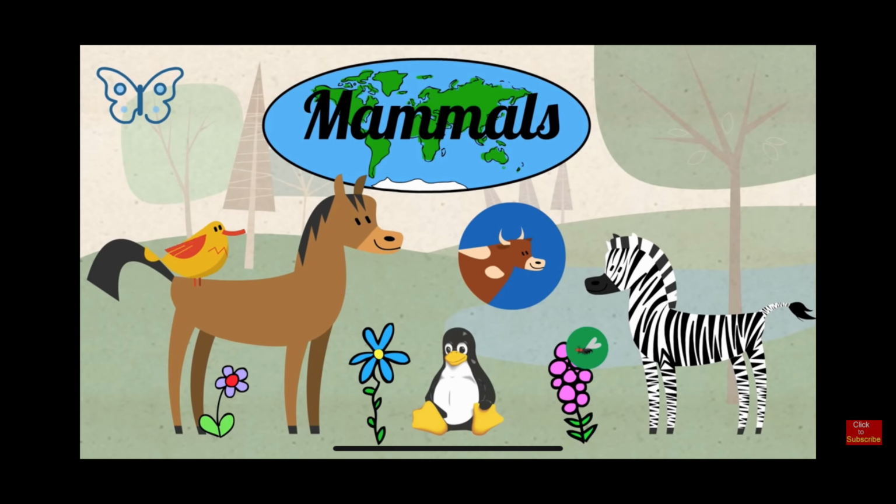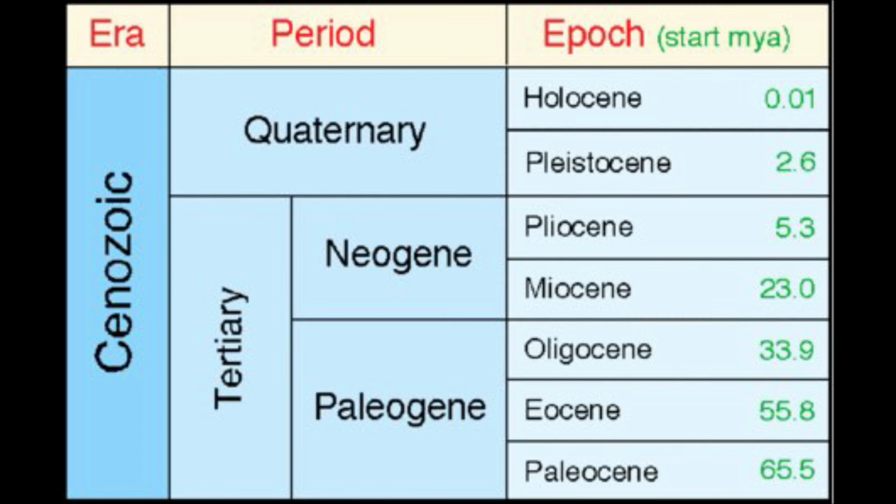Next, and the last, came the Cenozoic era, the one which is going on, also called the age of flowering plants or the age of mammals. It is further divided into 3 periods, which are Quaternary, Neogene, and Paleogene.